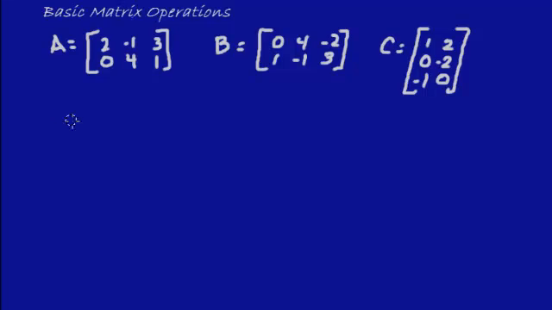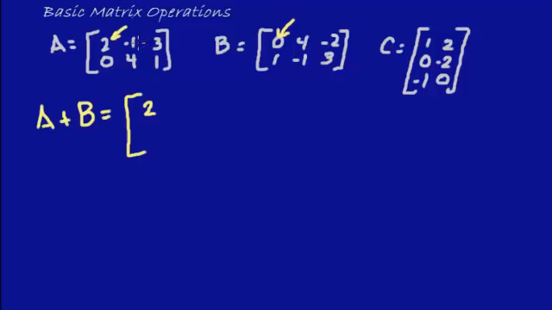I'd like to add two matrices, A plus B. And you add them element by element. So in the very first row, I'm going to add the 2 plus the 0. And that's going to go in my row 1, column 1. So that's going to be a 2.